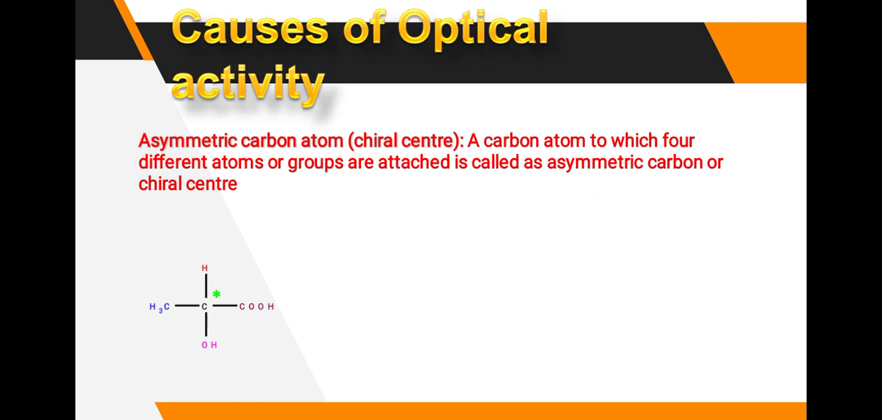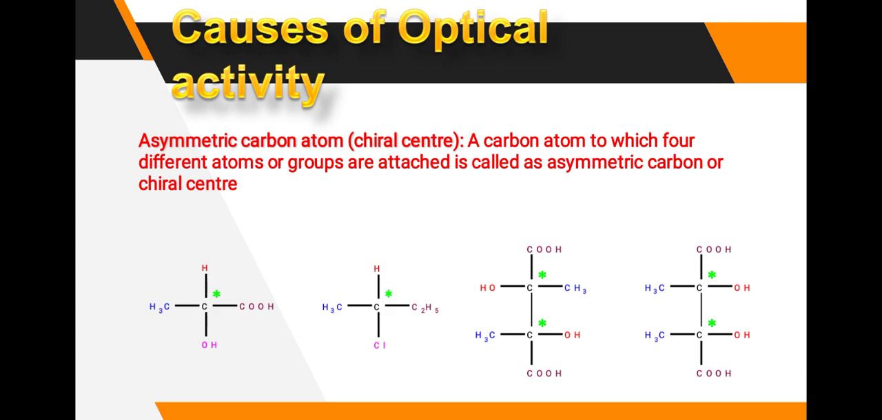These 4 groups are different, so that carbon is called a chiral carbon. See here, again a different example of a chiral center. All the 4 groups are different. Here COOH, OH, CH3 are there, that is also a chiral carbon. Here 2 carbons are chiral ones. Same here, 2 carbons are chiral ones.